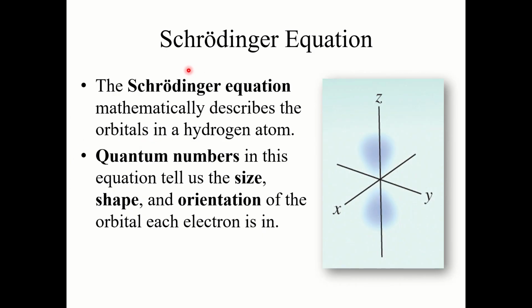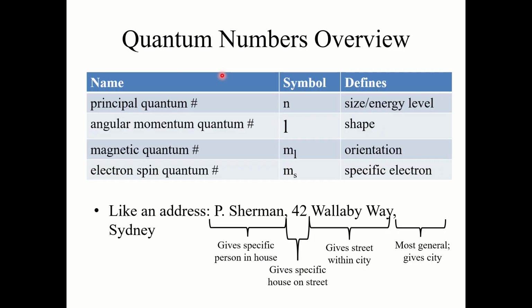So the Schrödinger equation mathematically describes the orbitals in a hydrogen atom. What we can derive from this are quantum numbers. Quantum numbers in this equation tell us the size, the shape, and the orientation of the orbital each electron is in. So we have 4 total quantum numbers. The first 3 quantum numbers, coming from the Schrödinger equation, are the principal quantum number, the angular momentum quantum number, and the magnetic quantum number.